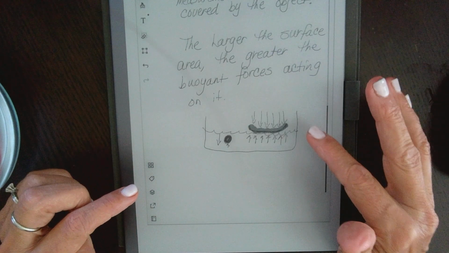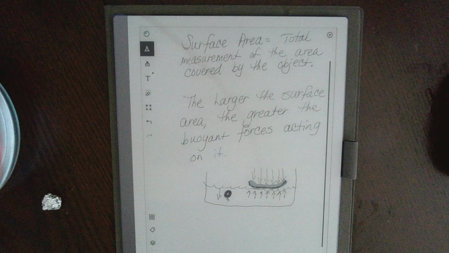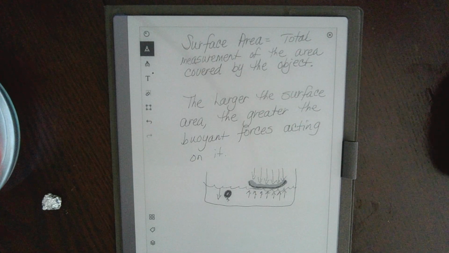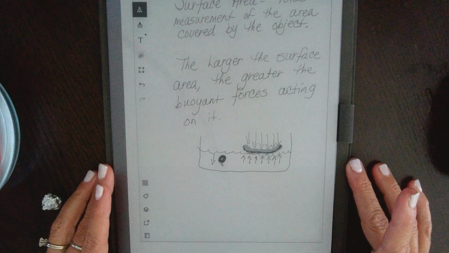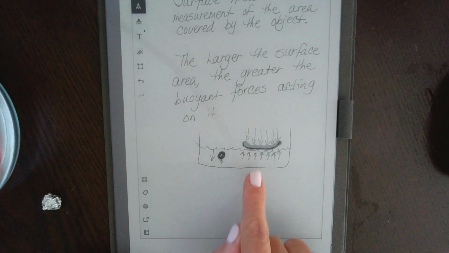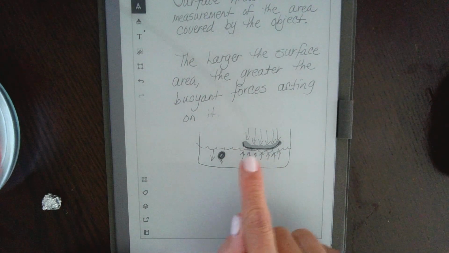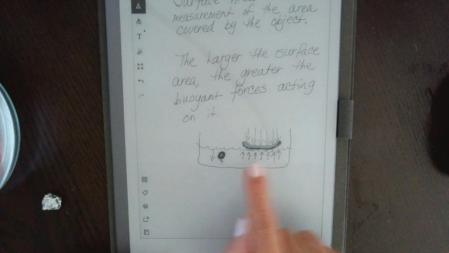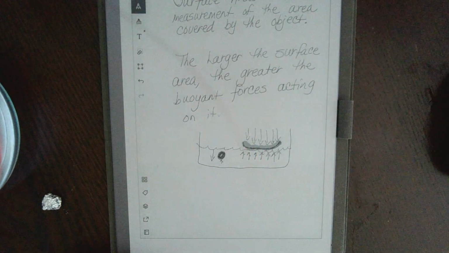And the other term I talked about here is surface area. Surface area is the total measurement of the area covered by the object. So the larger the surface area, the greater the buoyant force acting upon it. So I had buoyant forces pushing up on the clay that I flattened. I had a lot more buoyant forces pushing up and gravity pushing down.